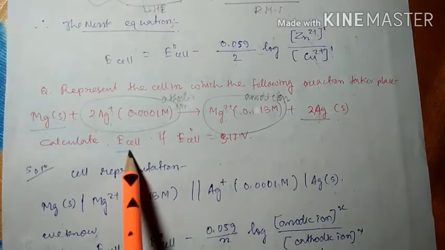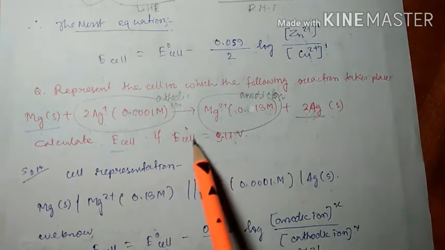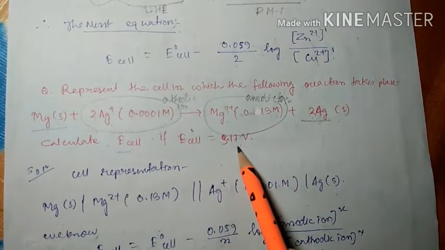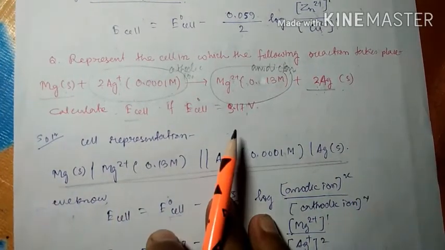Now you have to calculate E cell. E naught cell is given as 3.17 volt, that means the standard EMF of the cell is given as 3.17 volt. So this is the cell representation I have written here. Okay, cell representation.